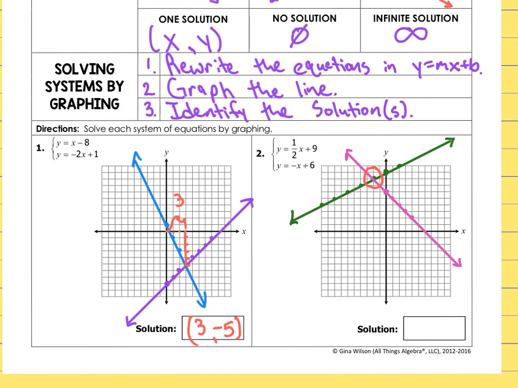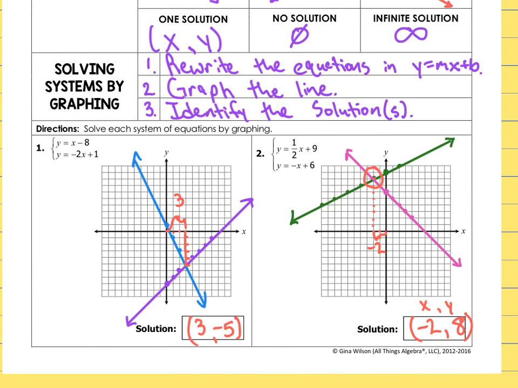How far over, left or right? Because I have to find the x-coordinate first. Remember that I always find the x-coordinate first, then the y. So it looks like it's over just 2. But because I'm going to the left, that's a negative 2. Then if we go up, 1, 2, 3, 4, 5, 6, 7, 8. Oh, we went up 8. So the y-coordinate is 8. Our solution to this system of equations is negative 2, positive 8.